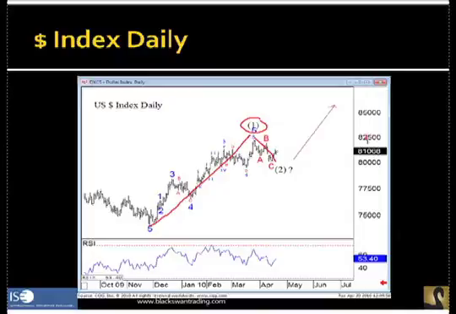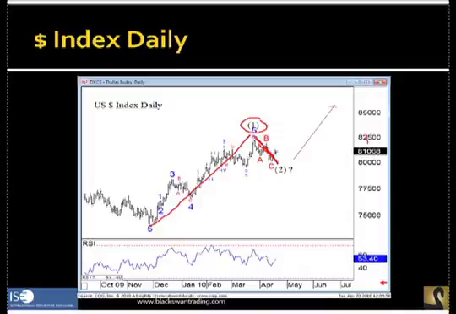Whether or not this correction is done in here, what we've seen already, the pullback in the dollar, we don't know. We'll just have to watch and see how this plays out. No doubt if the stock market breaks, we think the U.S. dollar is going to get another risk bid up. And that's the near-term thing that we're watching.